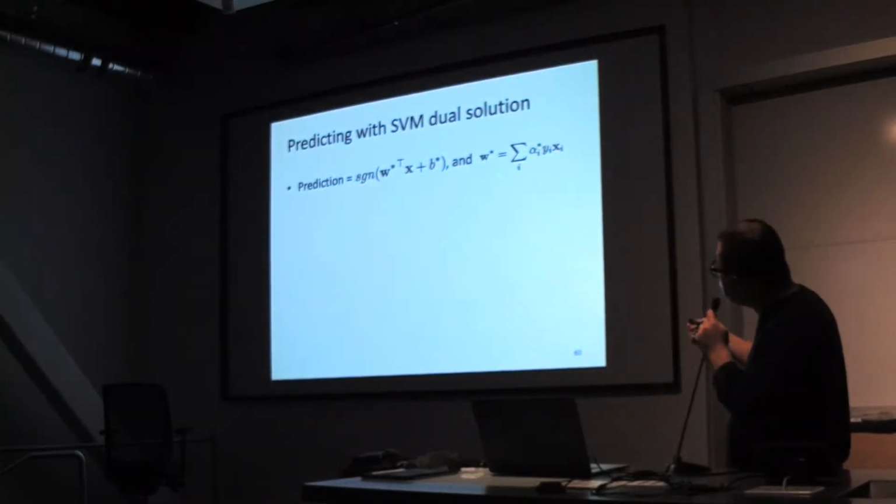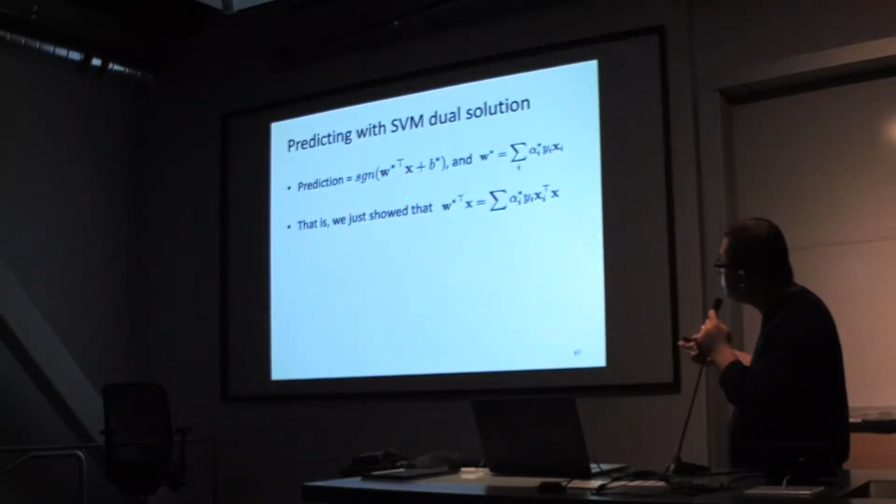So if we use this solution structure to make prediction, what can we get? In a prediction for an arbitrary new input x, we first need to compute this prediction score, the inner product between w star and the test input x. Now we substitute this linear combination for w star. We get that this inner product is essentially a summation over all the training examples, where each summand is the inner product between the training input and the test input, multiplied by the optimal multiplier alpha_i star and also the label y_i.